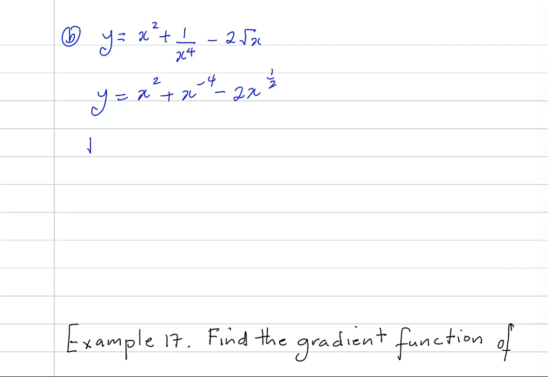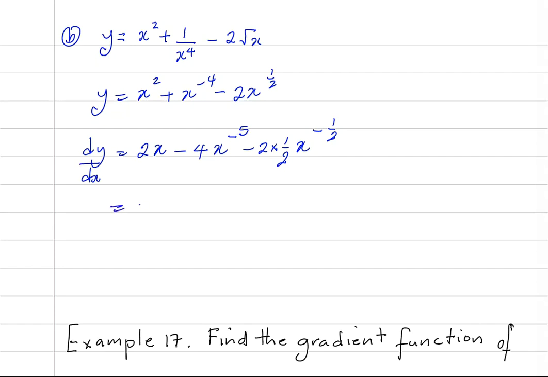So dy by dx, which is the first derivative, the 2 comes to the front, x and the power decreases by 1. The minus 4 comes to the front, x and the power decreases by 1, that's minus 5. So minus 4 minus 1 is minus 5. This is minus 2 times a half, the power comes to the front, x to the minus a half. The power decreases by 1. If you take away 1 from a half, you're going to get minus a half.